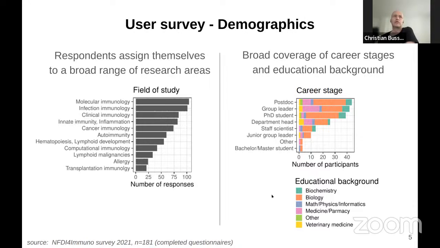This survey was relatively widely circulated, including an advertisement via the mailing list of the German Society for Immunology. We managed to get a total of a little more than 180 completed questionnaires. This is just the demographics to show you that we had relatively broad coverage across self-assigned fields of study of the participants, and also a wide range across career stages, from PhD students to department heads.